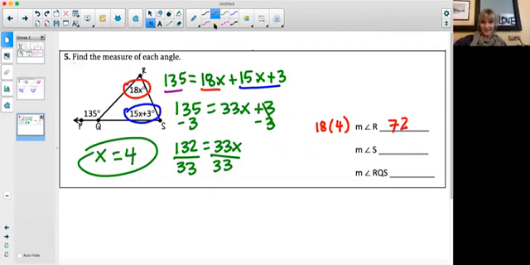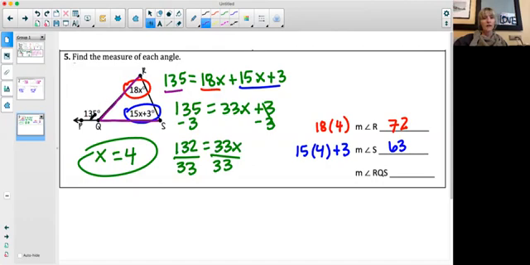Measure of angle s. I'm going to do 15 times 4 plus 3. I'm plugging my x value into the expression that represents that angle. 15 times 4 is 60, and 60 plus 3 is 63. And measure of angle RQS, that's this one right here, R to Q to S. That is this final interior angle here.